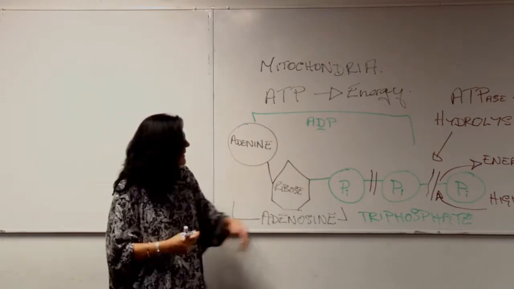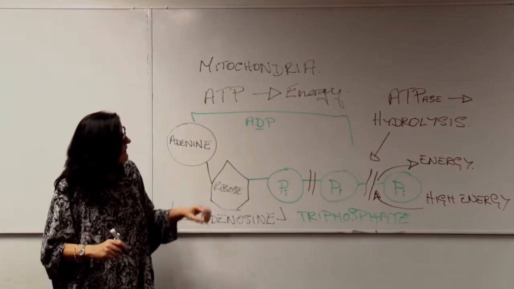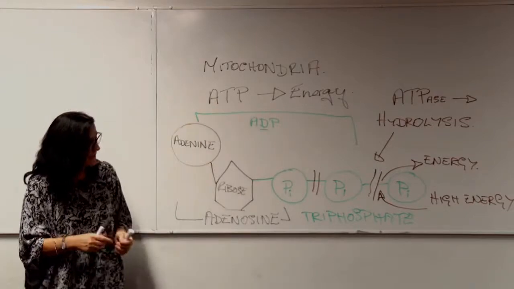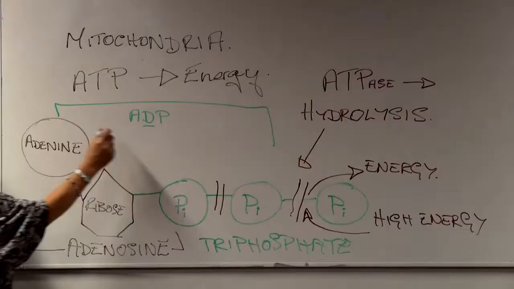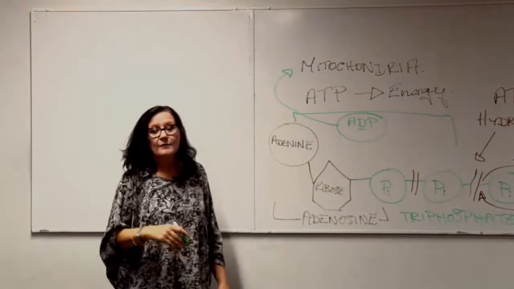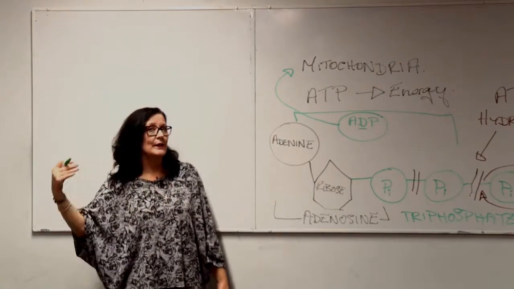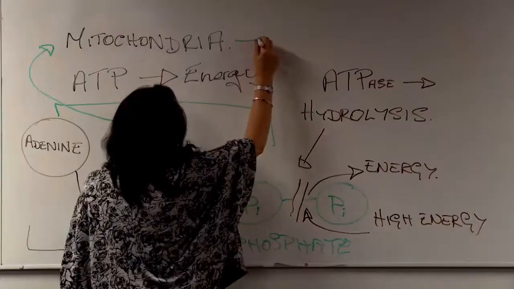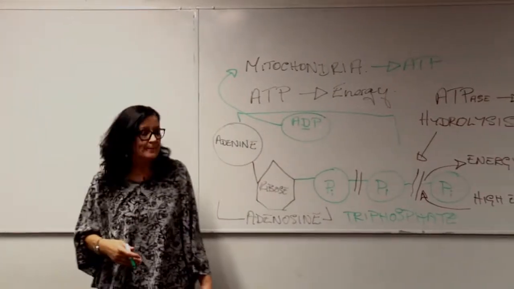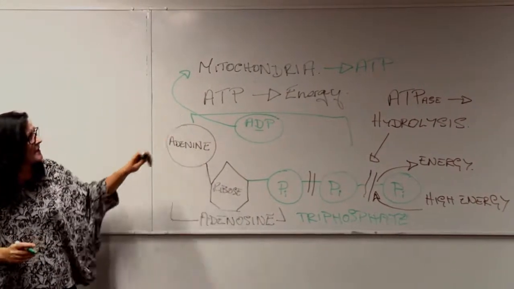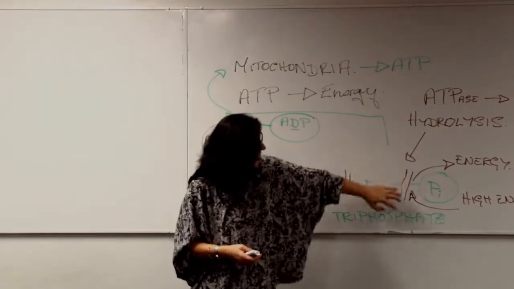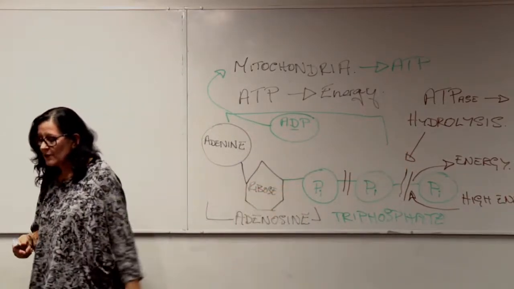Ideally, what we want to do is break this one, release energy, and then we've got ADP and a phosphate, and we can take them back to the mitochondria. So our ADP goes back to the mitochondria. From the mitochondria, after cellular respiration, it comes out again as ATP. And it can be used again. So the mitochondria synthesize ATP that the cell then uses for energy by breaking the high energy bonds by hydrolysis.